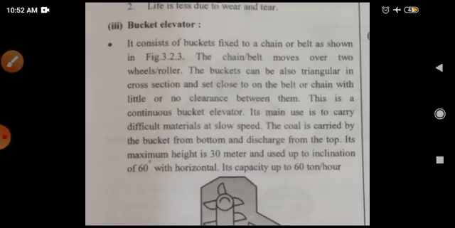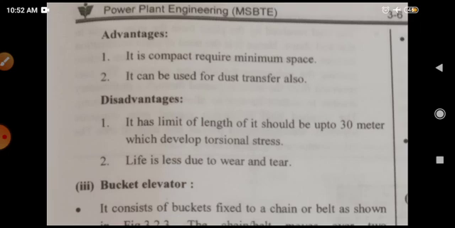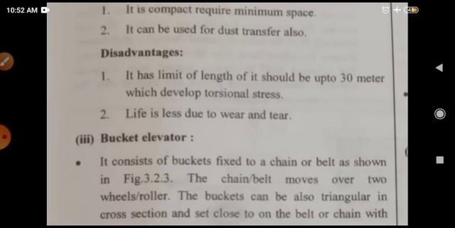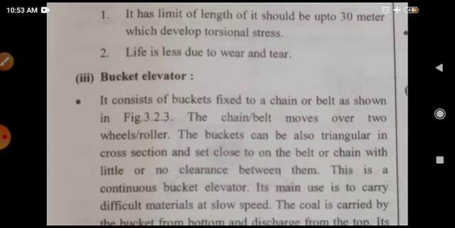The next one, advantages and disadvantages of this. It is compact and requires minimum space. It can be used for dust transfer also. Disadvantages: it has a limit of depth, which should be up to 30 meters, with developed torsion stress. Its life is less due to wear and tear. Because of friction between the blade of the screw and the coal, the screw blade gets worn out and therefore we need to replace it from time to time.